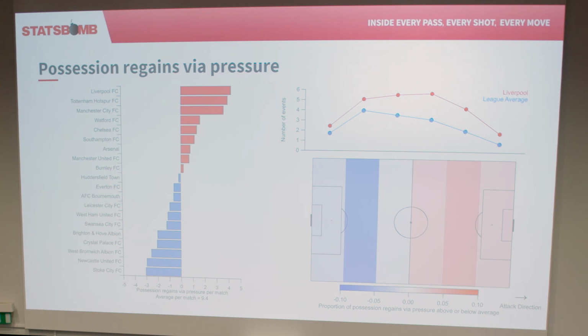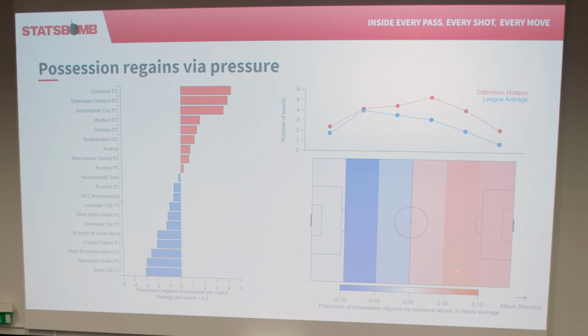This is looking at, on the right is Liverpool, looking at that kind of field tilt in terms of where they're getting these possession regains following pressure. So the red colours are where they're doing that above average, and the blue colours are where they're doing that below average. And on the top is that kind of intensity. So in terms of the intensity, they're winning the ball back quite a lot compared to the average, and that's very much tilted towards the attacking half of the field. Again, that matches up with what we'd expect.